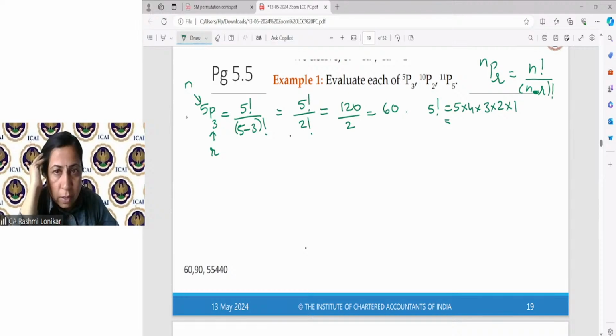For those who don't remember, 5 factorial is 5 into 4 into 3 into 2 into 1. Okay. For exam point of view, don't write into 1. There is no need. But because I'm teaching, I have to teach you the correct way. 5 into 4 is 20. 20 into 3 is 60. 60 into 2 is 120. That is why you should remember the factorial table.